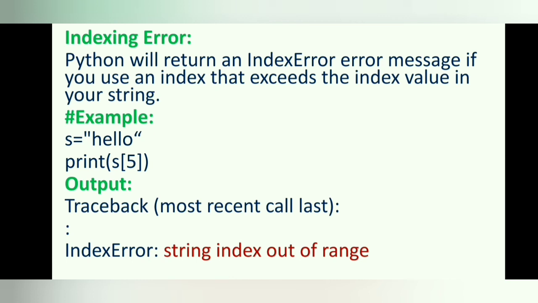Similarly, if we use -6, Python will return an index error message that string index out of range, because here valid negative indexes are -1, -2, -3, -4 and -5.